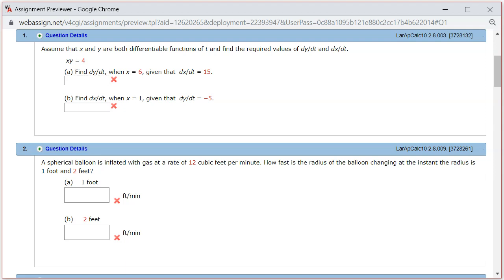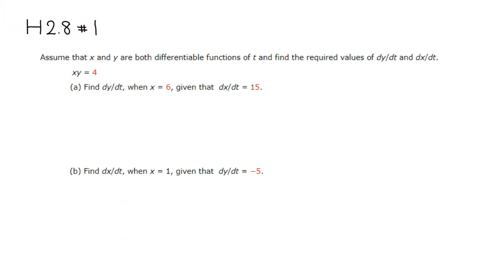All right, let's look at homework 2.8, problem number 1. We have this equation, xy equals 4, and we want to find dy over dt when x equals 6 and dx over dt is equal to 15. All right, so let's do that.